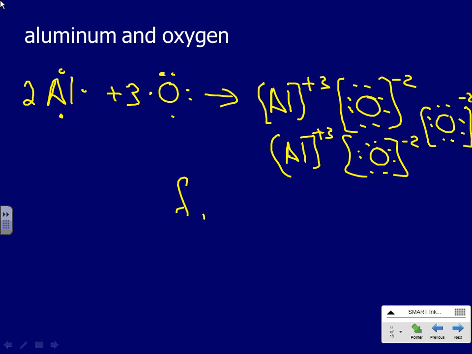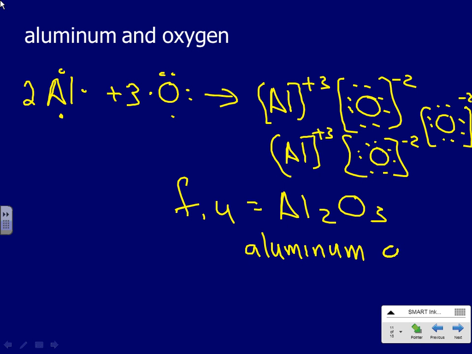Formula unit. Essentially the formula that comes from this. What are we going to get? Cindy, what do you got? Al2O3. And the name? Aluminum oxide. And I have to say it like that because of all the N's and the M's, and I would spell it horrifically wrong if I didn't say it like that.